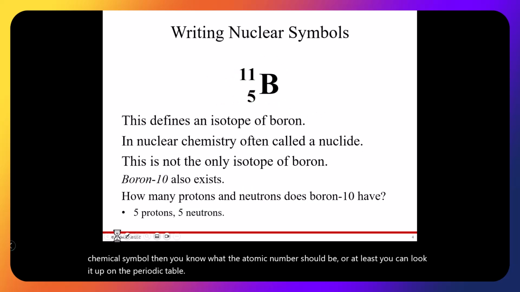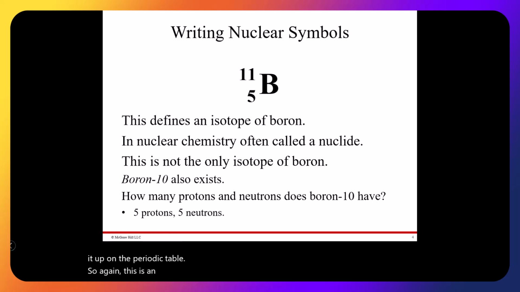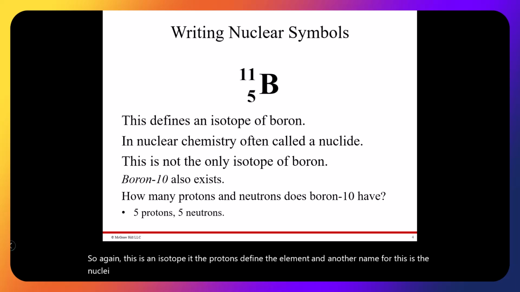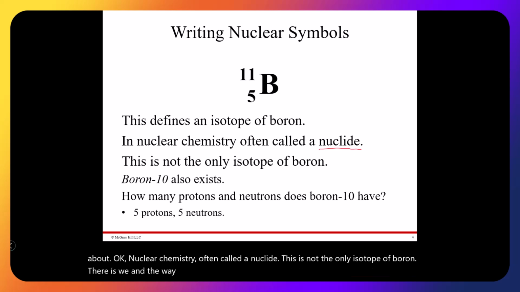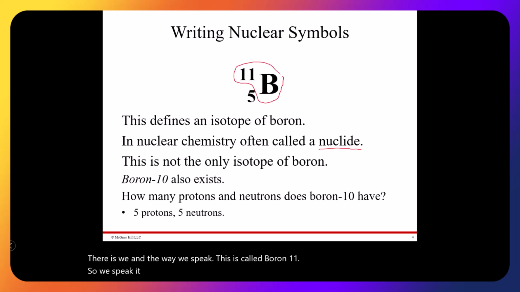So again, this is an isotope. The protons define the element, and another name for this is the nuclide. So in nuclear chemistry, if you hear the word nuclide, that's what they're talking about. This is not the only isotope of boron. And the way we speak this is called boron 11. So we speak it as boron, the element's name, dash, and the number, which represents the mass number.